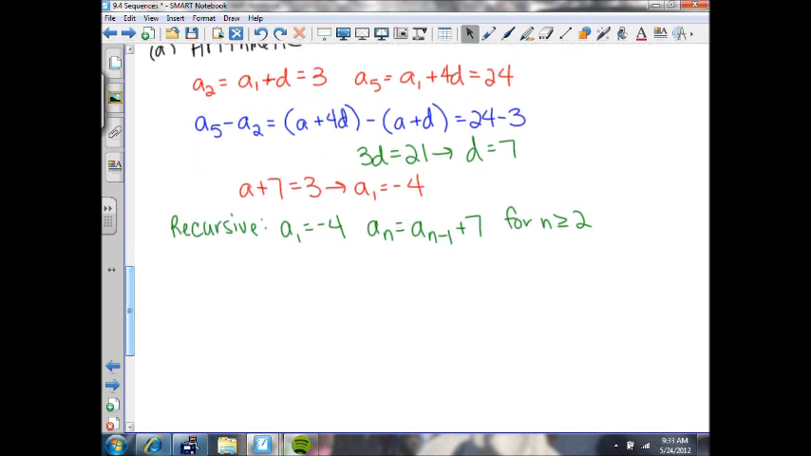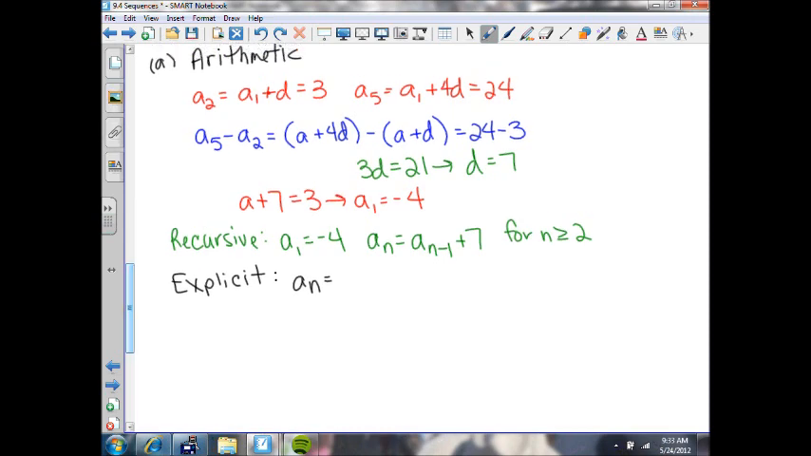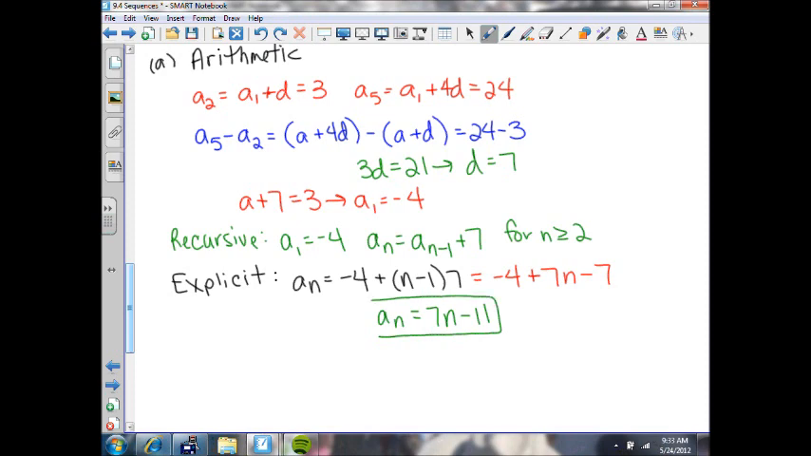To find the explicit formula, our explicit formula will be a sub n equals our first term, which is negative 4, plus n minus 1 times 7. That will simplify to negative 4 plus 7n minus 7. So that means a sub n will equal 7n minus 11. There is your explicit formula.